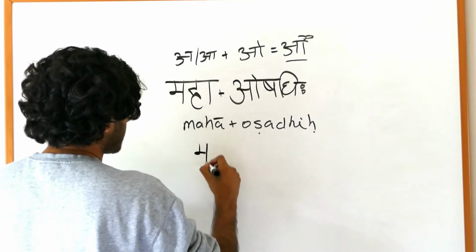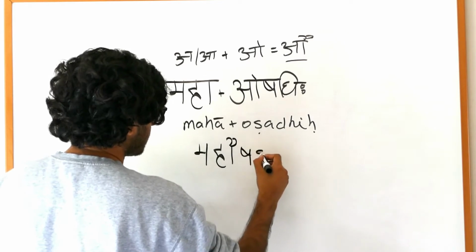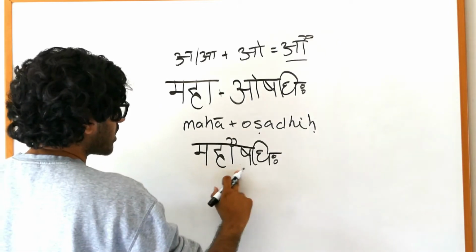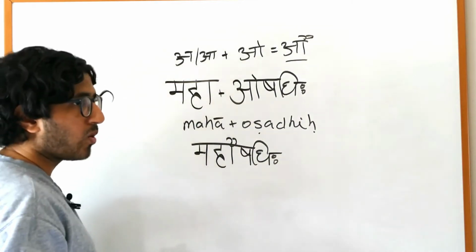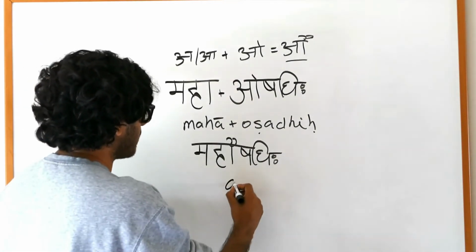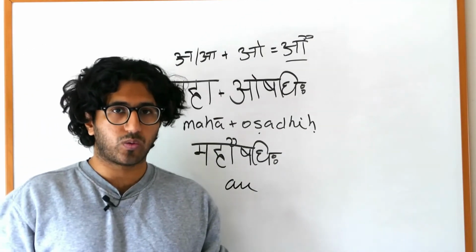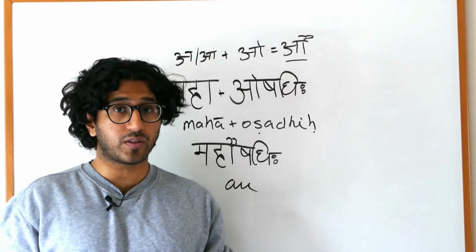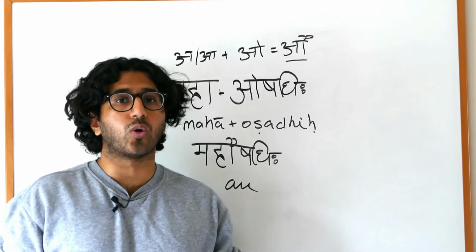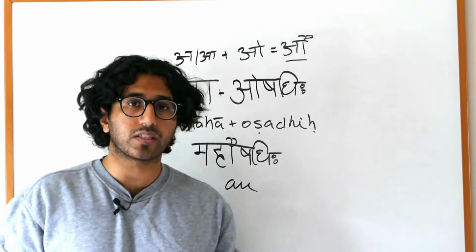And so what we are going to get is Mahau Shadhihi. Now, this vowel is mispronounced a lot. It's mispronounced as Au, but it's not Au, which is very important. So it's not Gaurava, it's Gaurava. So it's O, not Au. It's very important to pronounce these letters correctly.